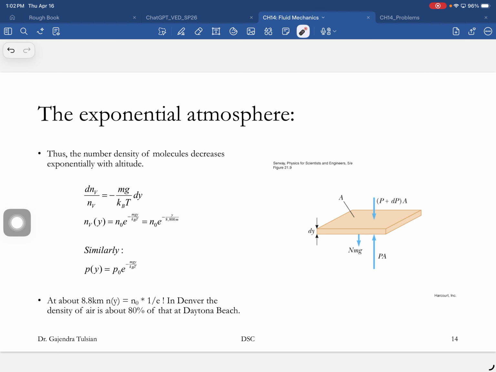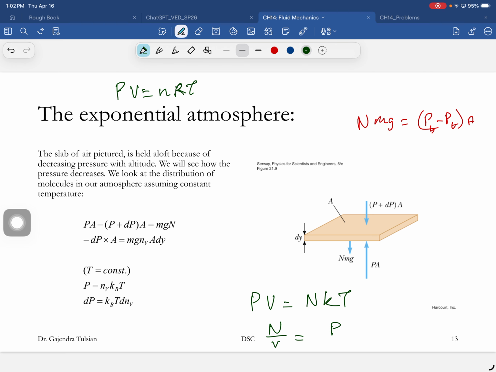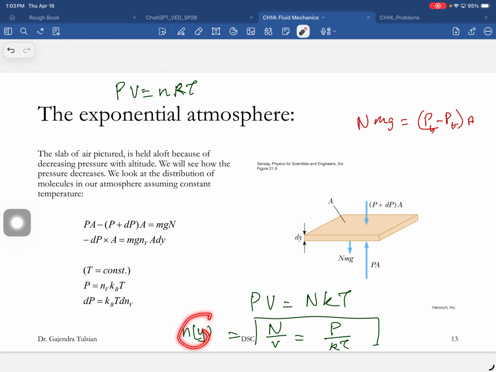Here, this gives you the number density. This is the number density at ground level, and this is the number density of gas molecules at height y. Number density: PV equals NkT, so N over V equals P over kT. And this is the number density that they're talking about. So the number density is related to the pressure at height y.